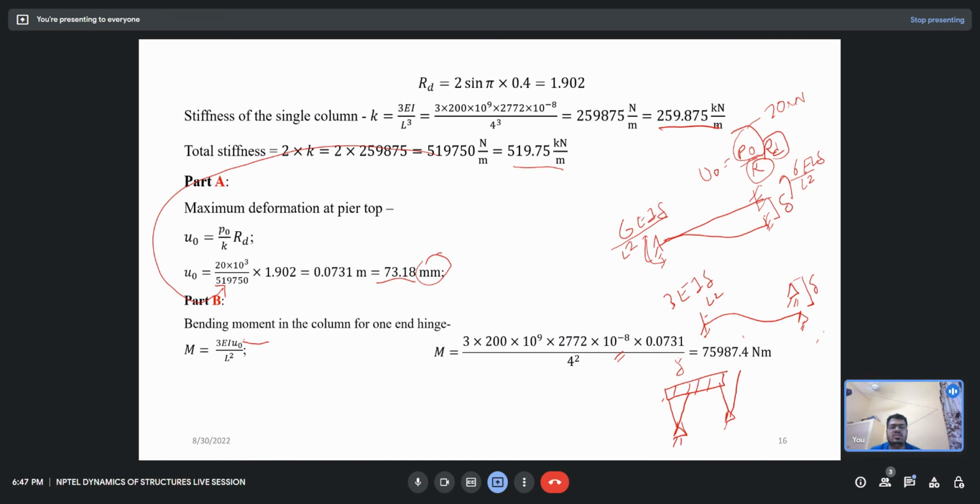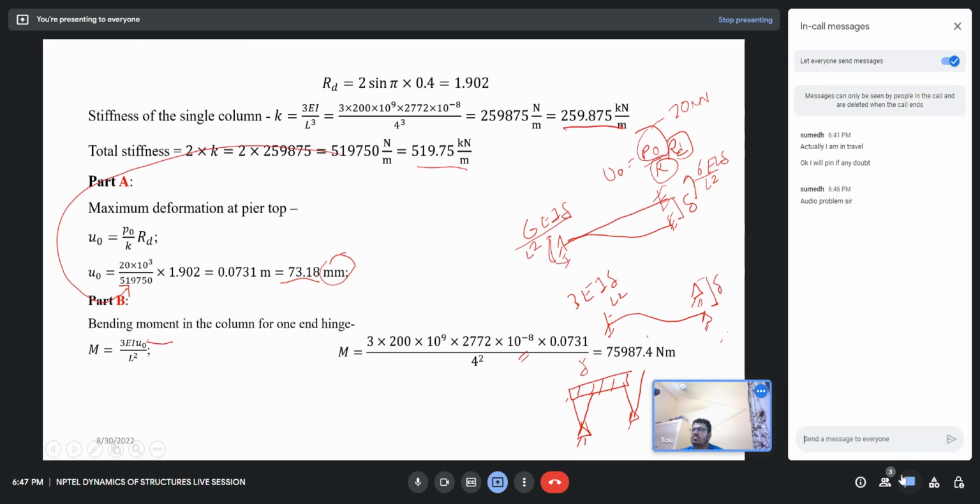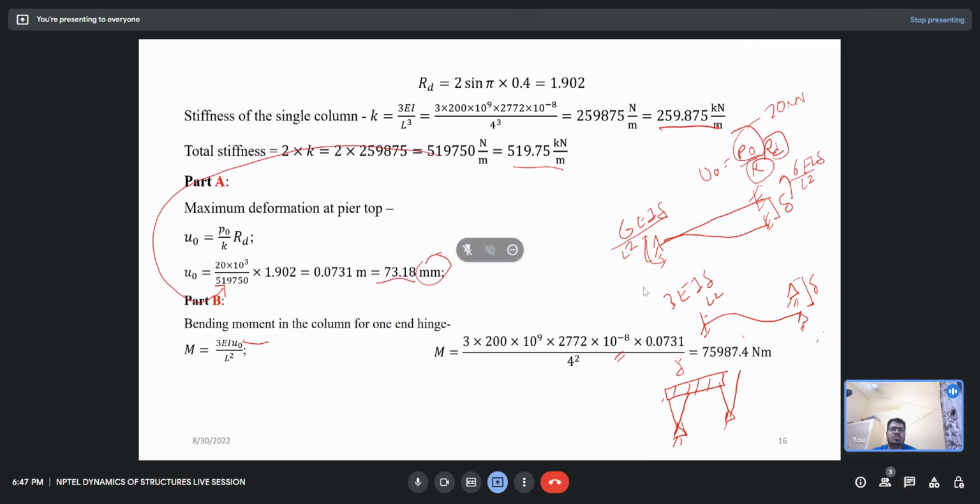So 3 into E, which is 200 into 10 raised to power 9, and I is given to you as 27 into 10 raised to power minus 8. U naught is given in mm, so I converted it into meters so that you can put it here, and the height of the column is 4 meters. So my bending moment comes out to be around 76 kilonewton meter if I divide it by 1000. So now this is my bending moment.